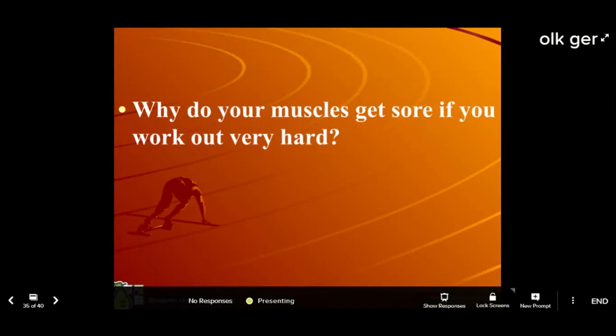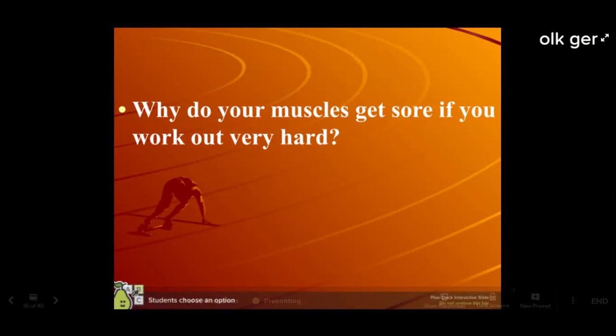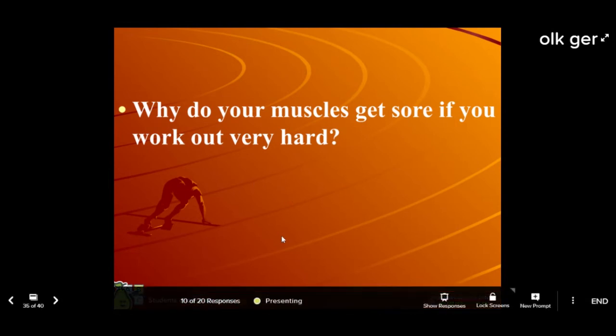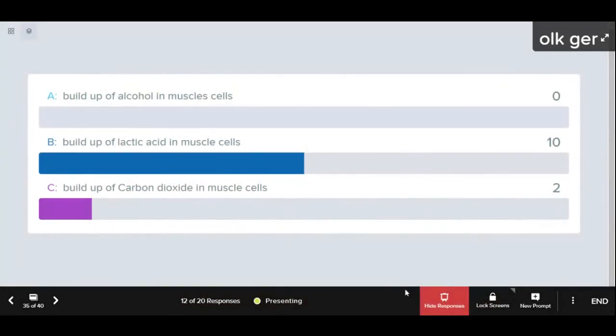So why do your muscles get sore if you work out very hard? Choose an option. Let's see what we got. Ten of you responded. Let me see those responses. Buildup of lactic acid in them.